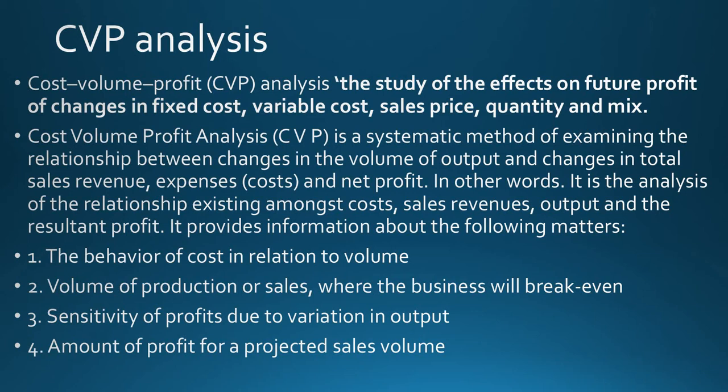It is a systematic method of examining the relationship between change in the volume of output and change in total sales, revenues, expenses, and net profit. In other words, it is the analysis of relationship existing amongst cost, sales, revenues, output, and the resultant profit. It provides information about the following matters.